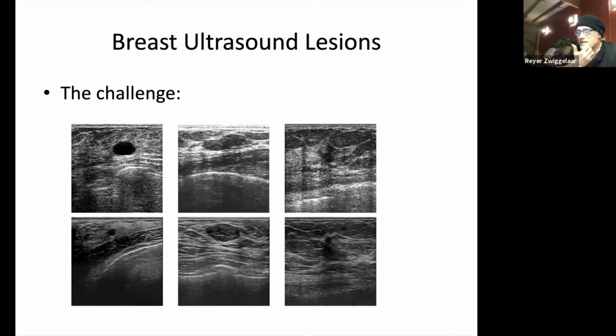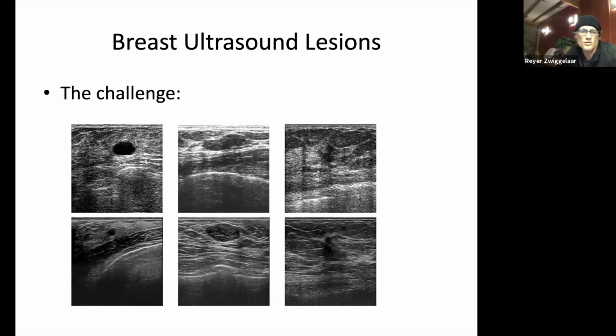Hopefully you can see that there's quite a bit of variation in breast ultrasound lesions. Some of them are really well defined. If I look in this area over here, the top left-hand image is a really well-defined abnormality. But at the other end of the spectrum, on the top right-hand side, there is an abnormal region there as well, but it's embedded within the tissue itself, and it's very difficult to spot.